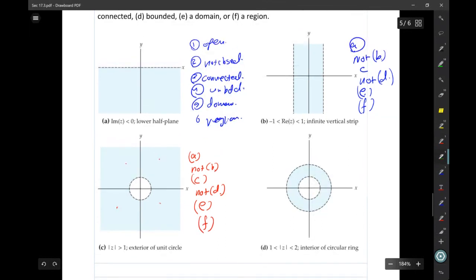And the last one. Is it open? Yes, for sure it is open. The boundary is not included. Not closed, and therefore not B. Connected. Is it bounded? Yes. D, bounded. Domain? Yes, it is E, a domain. And region? Yes, it is a region.